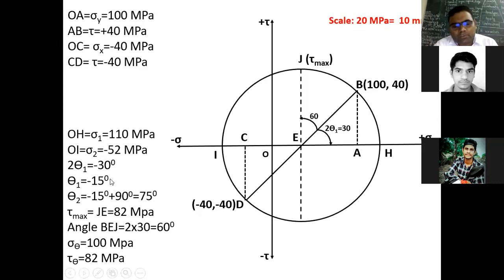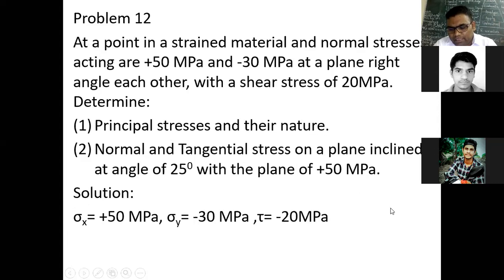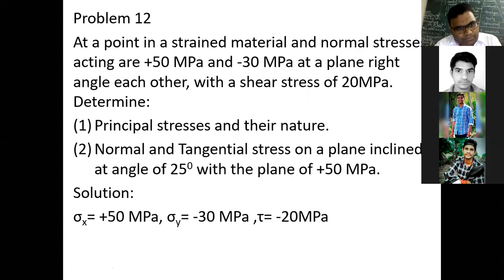As simple as go downward. Suppose this axis is like this, so you have to measure up toward this direction. So it's an upward direction, anti-clockwise. This is clockwise. Then come to the next question. After this we will discuss together. No problem. Okay. So this is the next problem.